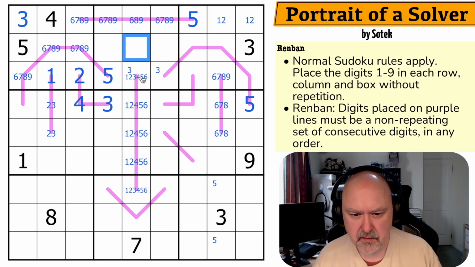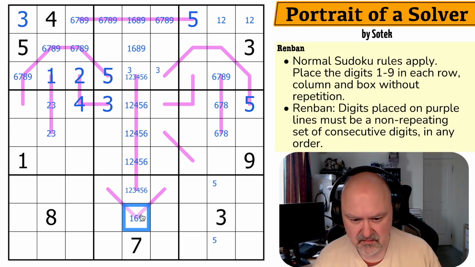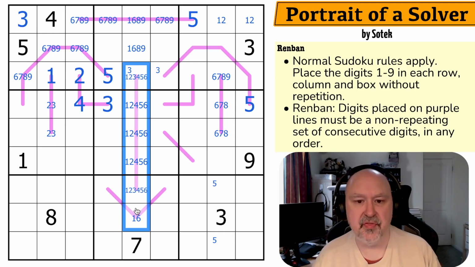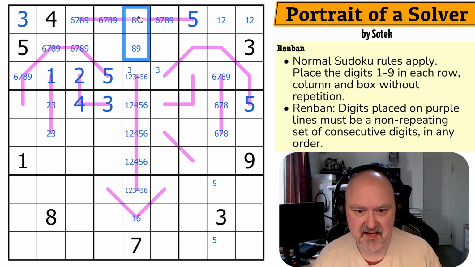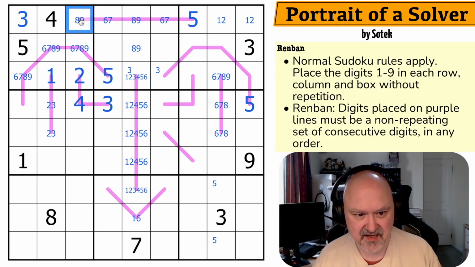So 1 can't be 2, 3, 4, 5. 1, 6. These are from 1, 6, 8, 9. There's no 8 there. 9, these would be 8. This can't be 9 because these would be 8, 7. So this is 1 or 6. So this is 1 through 6. There's no 1, 6 here. This is an 8, 9 pair. There's no 8, 9 here. This is the 6, 7. There's no 6, 7 here. This is an 8, 9.